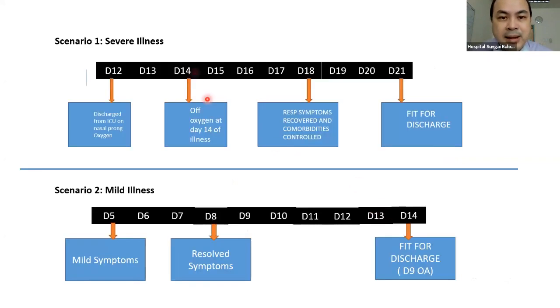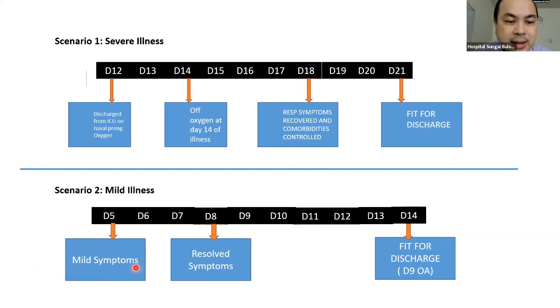So if the patient is so ill that they needed to go to ICU or nasal prong, by day 14 we could take off the oxygen. By day 18 the patient is feeling better, respiratory symptoms are recovering, comorbids all controlled. 72 hours after that they are fit for discharge.